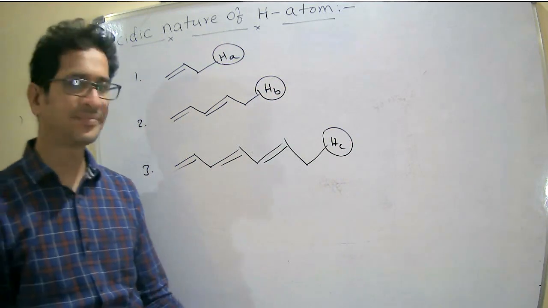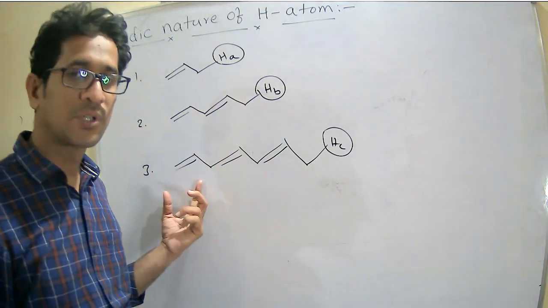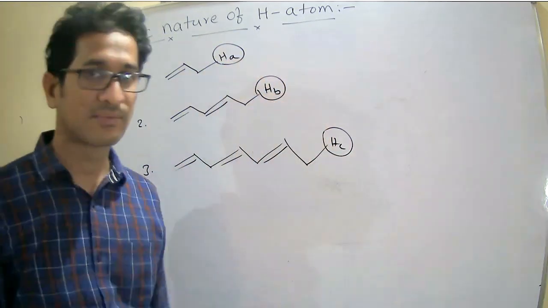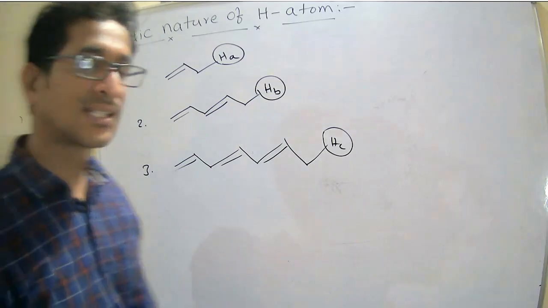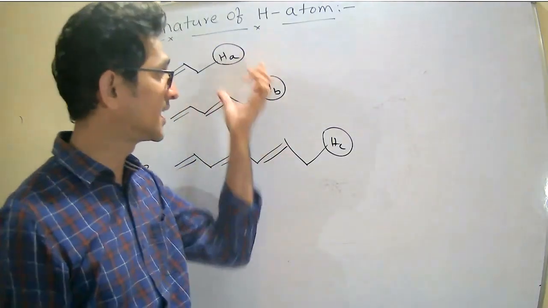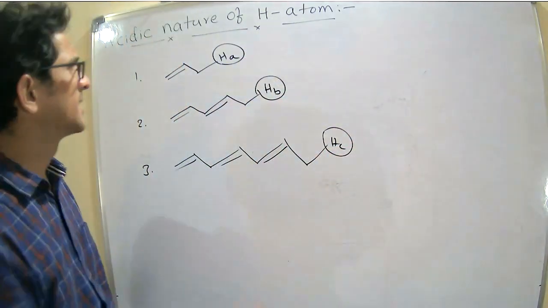Right. See here, among the 1, 2, 3 compounds, which is more acidic in nature? So HA, HB, HC. Once we are discussing the acidic nature of the hydrogen atom, among all these HA, HB and HC, which is more acidic in nature?